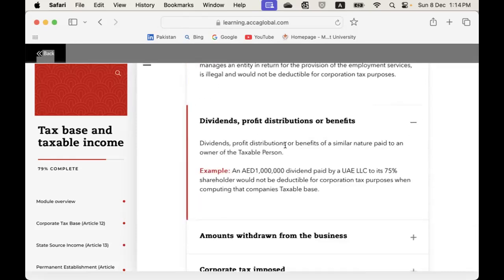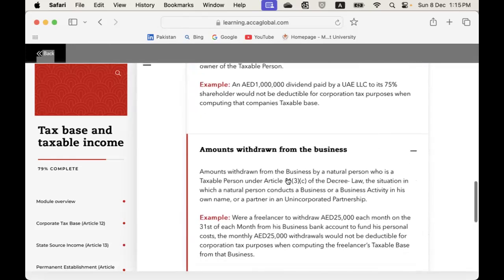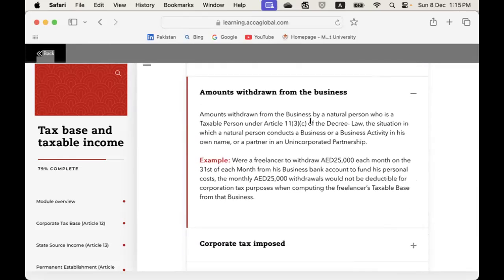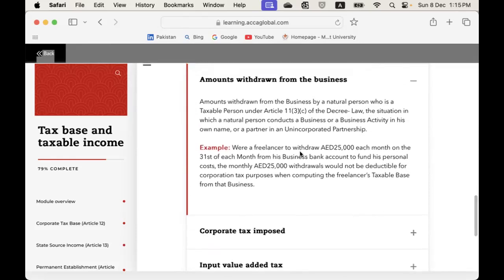Dividends, profit distributions or benefit, these are capital nature expenses. Sorry, not capital nature transactions. These are not expenses. These are distributions. So they are not allowable deductions. Amount withdrawn from business, obviously these are drawings. So this will not be considered as. Basically, these distributions are from after tax profit, right? Yeah, exactly. Distributions are when we talk about expense after tax. Yes, so these are in nature of drawings and dividends, right?